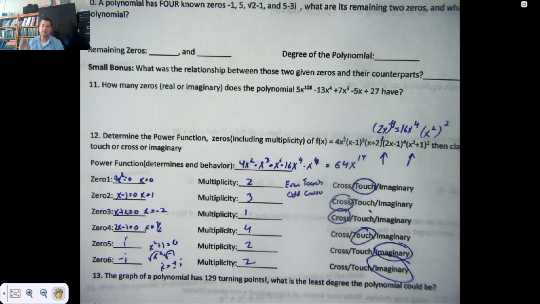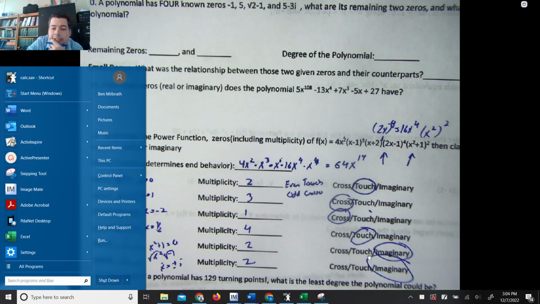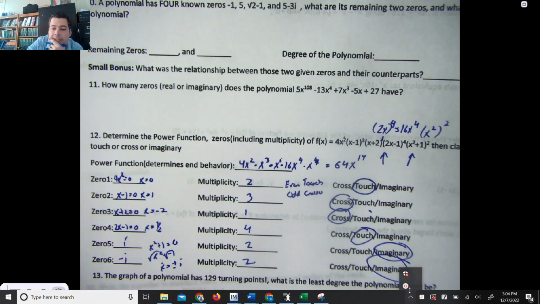So anyways, that should be the correction to number 12. I hope it is. Hope I didn't make any more mistakes. If I did, at this point, God wills it, because I just ain't got time to fix it.